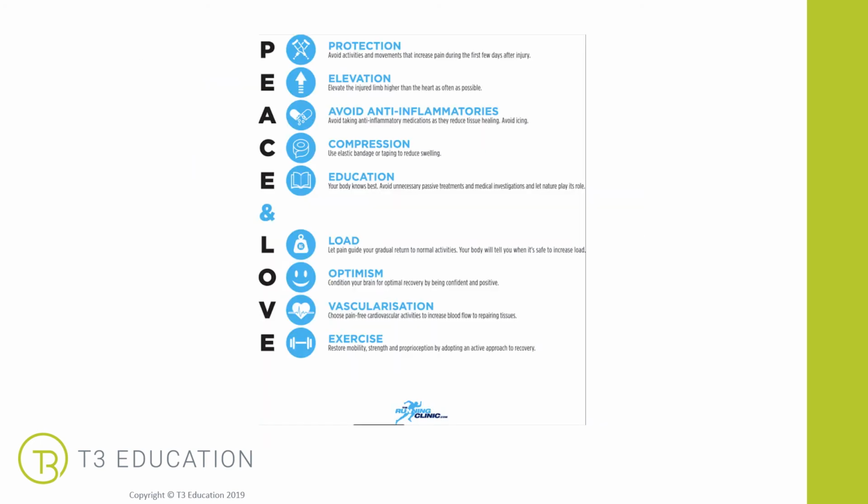We love this acronym, which is posted in the British Medical Journal as an alternative and up-to-date way of managing clients through the acute and into the subacute phase of injury. PEACE is the first acronym, which focuses on that acute stage of injuries, the very early days. The first one is protection, so that's about avoiding anything that increases pain. Aiming to elevate the injured area higher than the heart as often as possible, where possible.